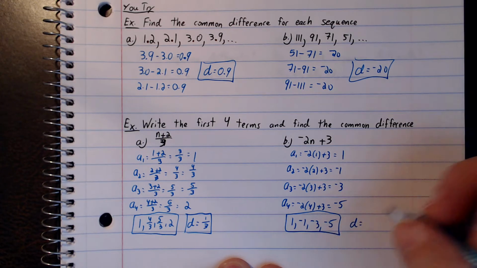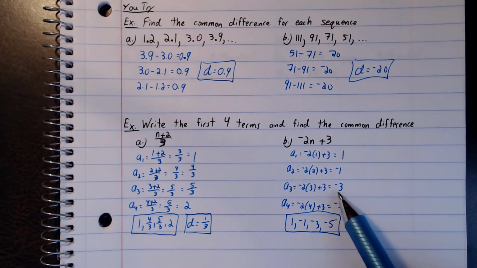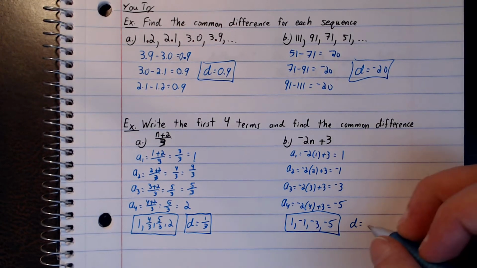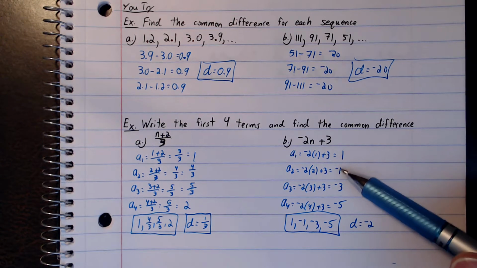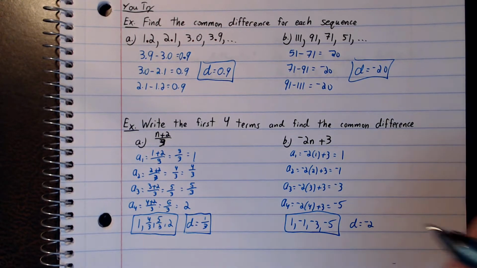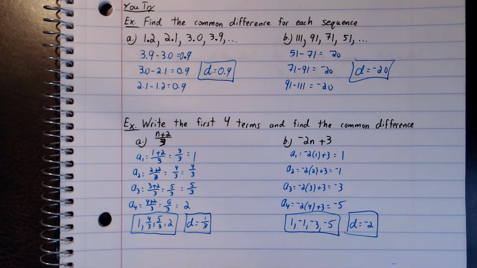And as far as our common difference, negative 5 minus negative 3, so that's a double negative. So negative 5 plus 3, we get minus 2. And that's really easy to see, right? 1 minus 2 is negative 1, minus another 2 is negative 3. So that's our common difference.